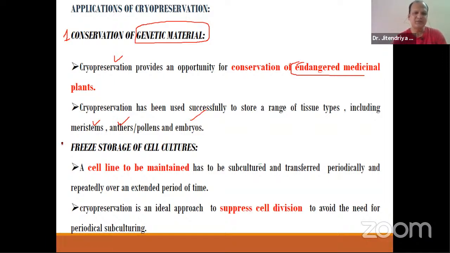The second one is that we can store cell cultures in freezing conditions. If you want to maintain this cell line or subculture further, say you started at this time, after 6 months or after 1 year, you can preserve it under liquid nitrogen conditions. Why? Because it will suppress the cell division, so that further modification can be done after the thawing process.